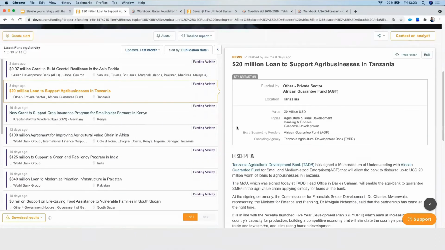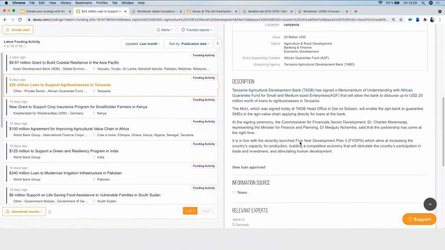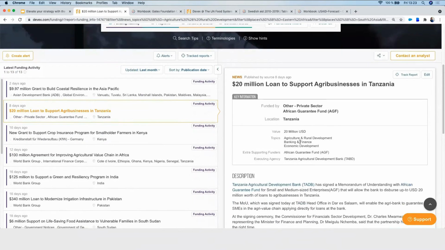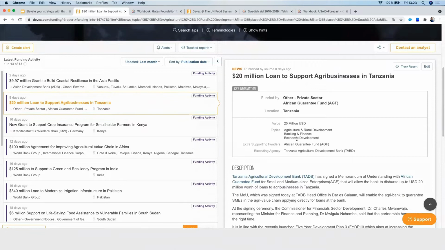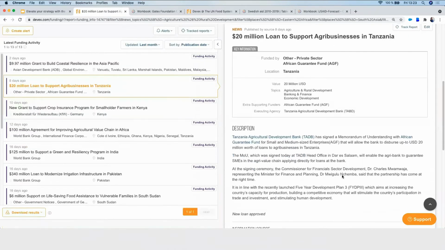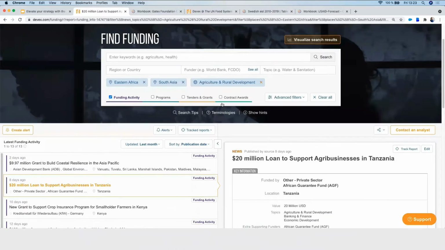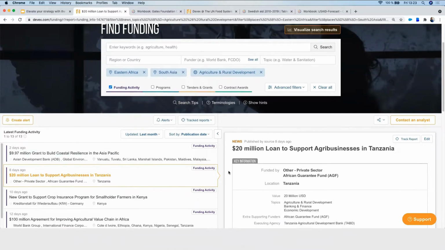So perhaps we can take a look at this specific loan approval. This is from the African Guarantee Fund for Tanzania specifically, rather large opportunity. And you have a little bit of information. Now, the idea here is for organizations to get in touch with the funder at the point where they announce this loan approval, rather than when there is already an opportunity or a tender and a grant. So this is in the very early stages.